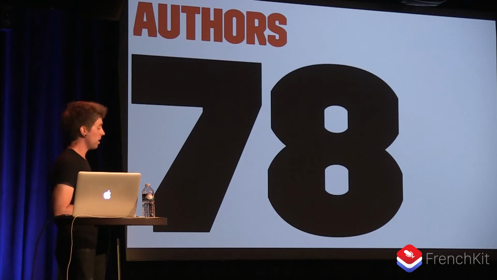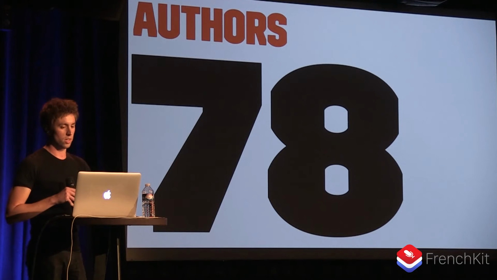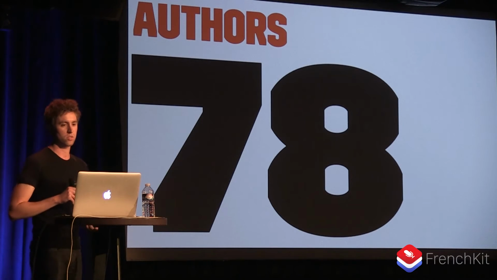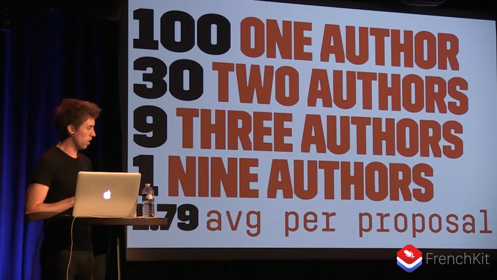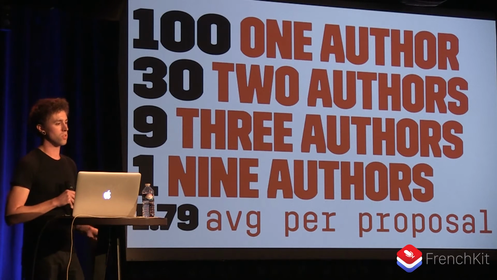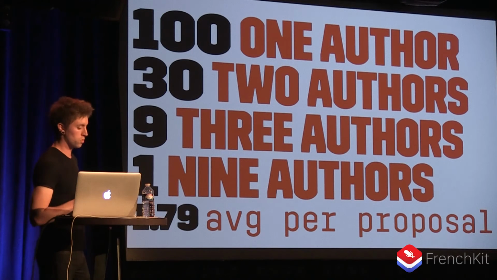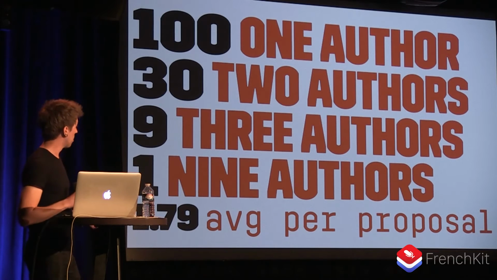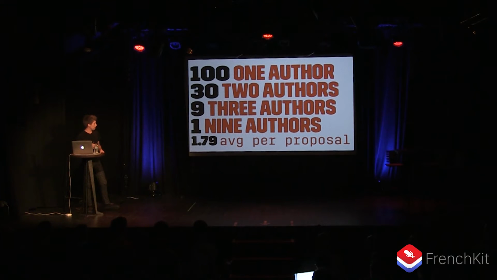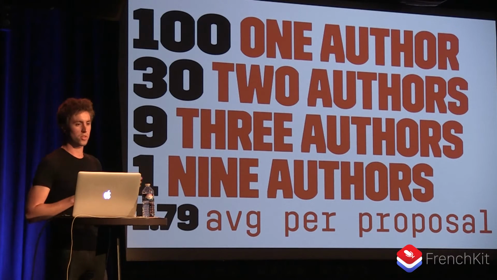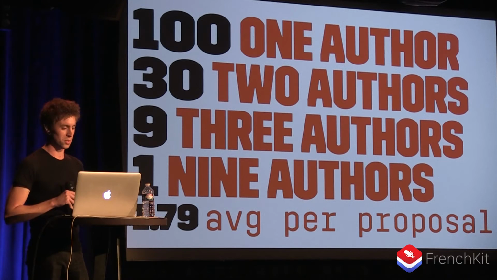Okay, and so behind all of these proposals is an author, or sometimes more than one. There are 78 unique authors across all of these proposals. It's most common to have a single author, so the majority, 100, have a single author. There are 30 proposals with 2 authors, and so on, and this gives us an average of almost 1.8 authors per proposal. The 9-author proposal, I believe, was also the 7,000-word proposal.